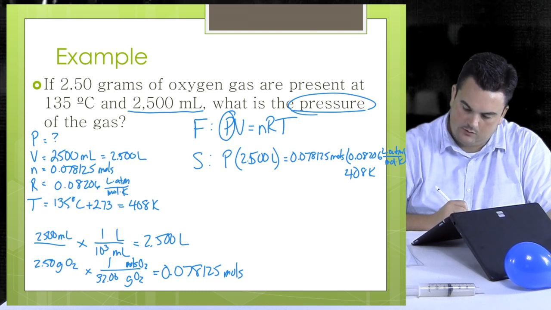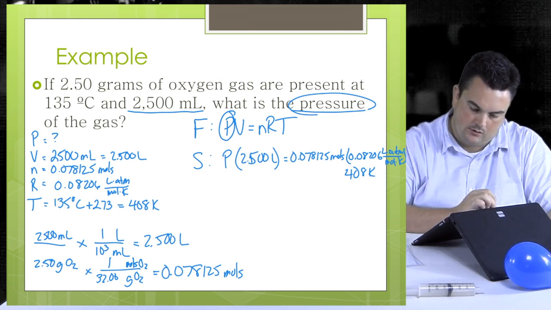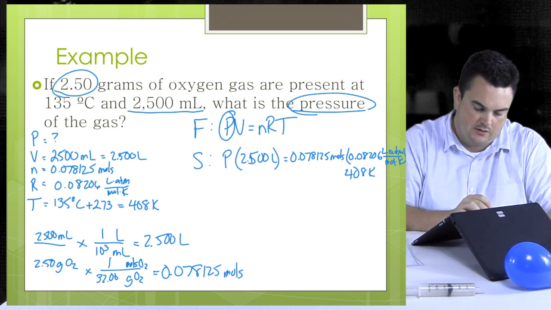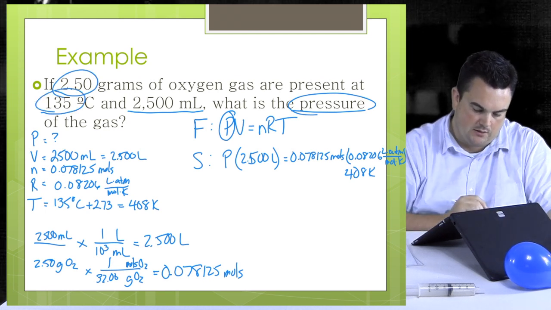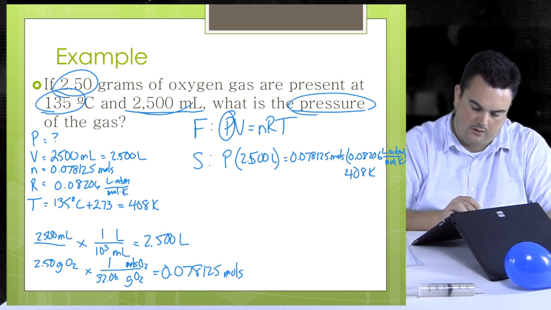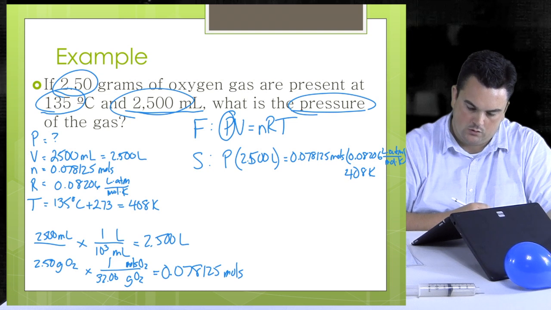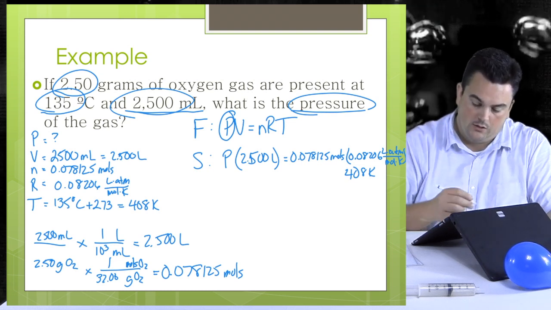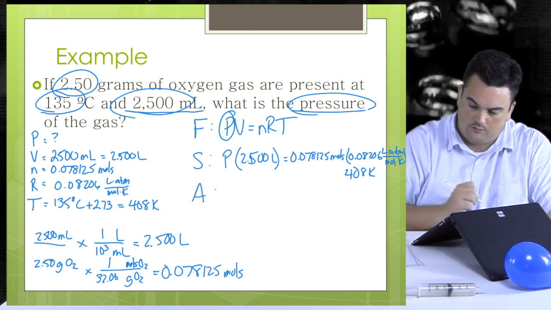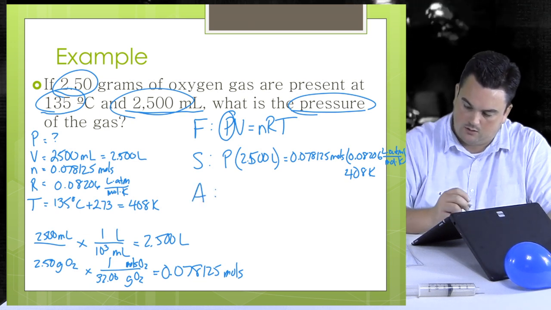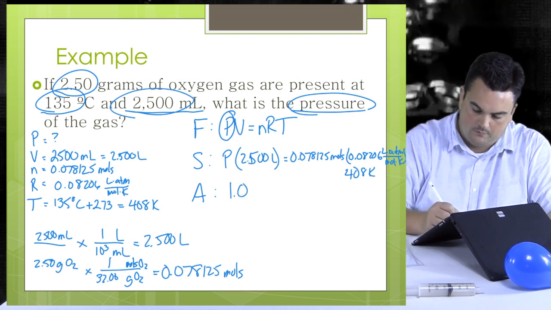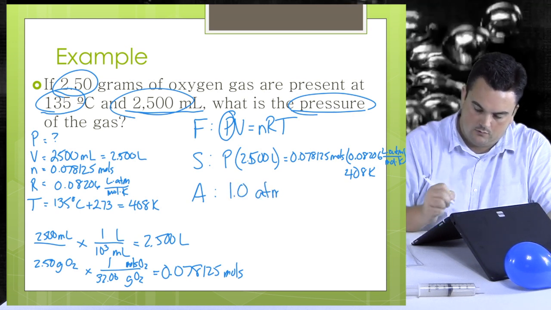Let's talk about sig figs. Let's go back to the original numbers. Okay, so I've got a measurement of grams there of 3 sig figs. Here I have a measurement of 3 sig figs. Here I've got 2. That one's only 2. There's no decimal there, right? So least amount of sig figs is 2, so 2 sig figs. Doing all of this math, I end up getting to 2 sig figs, 1.0. Let's talk about units. Yeah, it's pressure, so it's atmospheres.